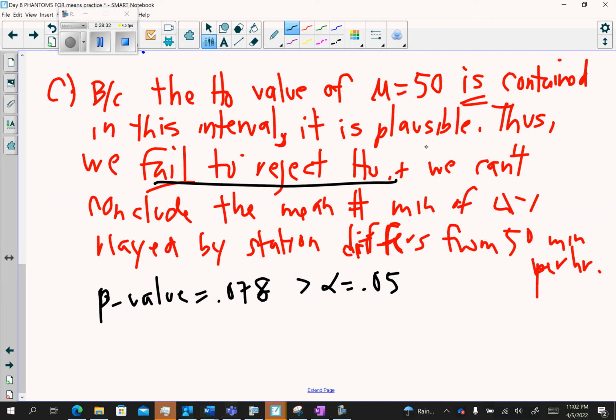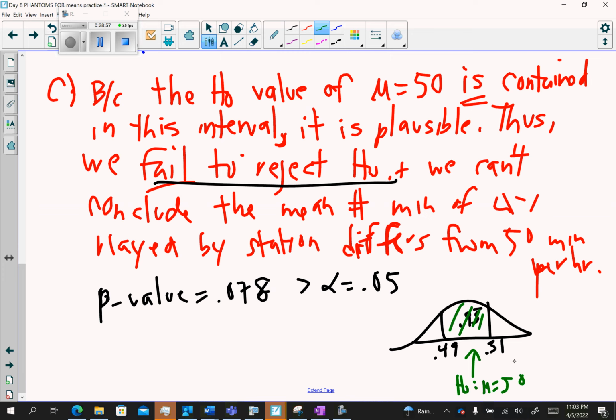Okay, so another way of doing things without fully doing the whole test and the p-value is if you look at the confidence interval, and this was a 95% confidence interval, and if the interval, I think, was between 49 and 51, contains the H0 value, which was mu equals 50, then you can't reject it because it's contained in the middle.